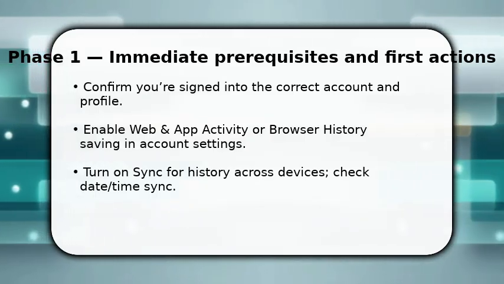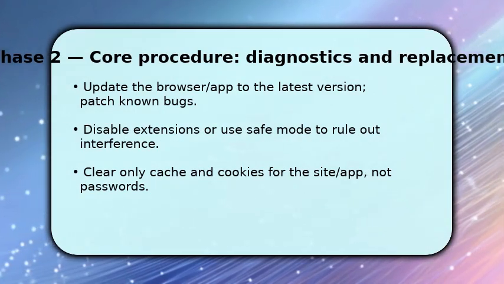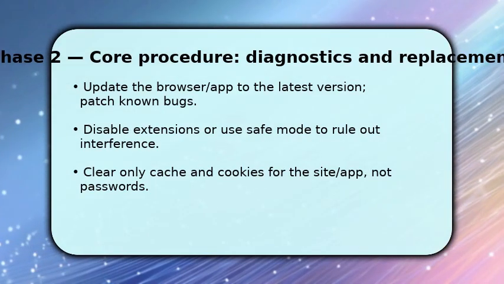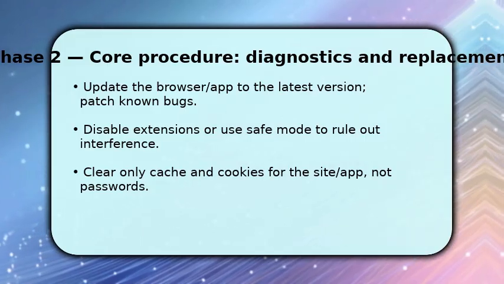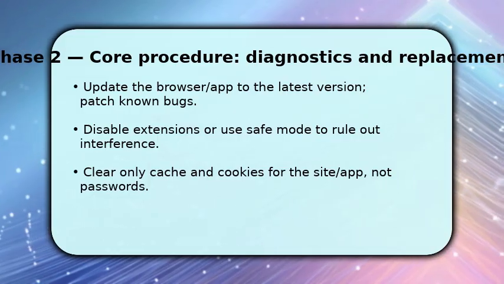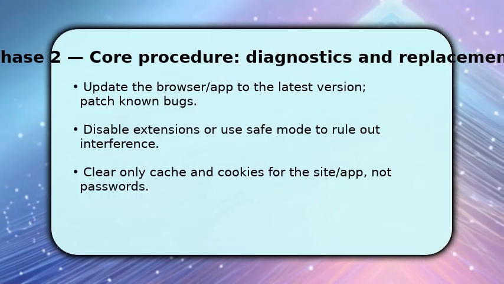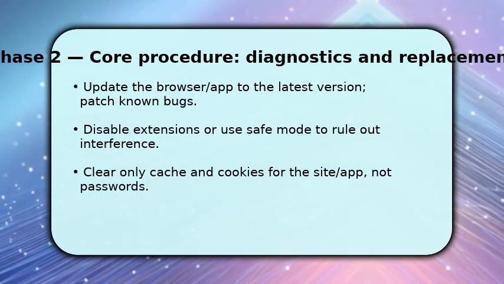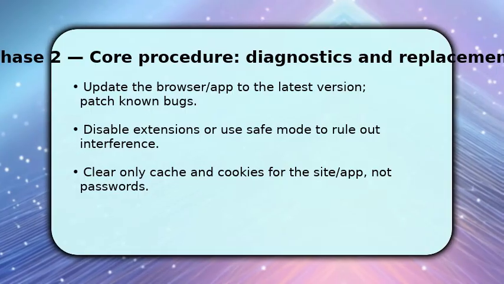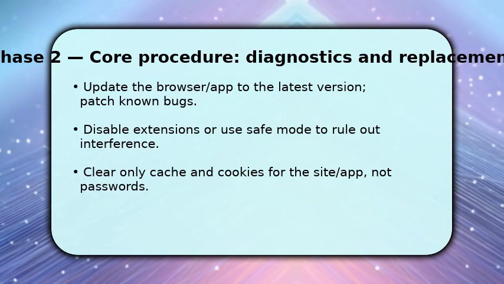Next, you address corruption and conflicts that stop history from appearing. Update the browser or app because many fixes arrive in minor releases. Once updated, disable extensions or open safe mode to isolate add-on interference. Clear cache and cookies for the browser or app, but avoid removing saved passwords so logins stay intact. Then sign out and sign back in to force a fresh state. If history reappears, re-enable extensions.